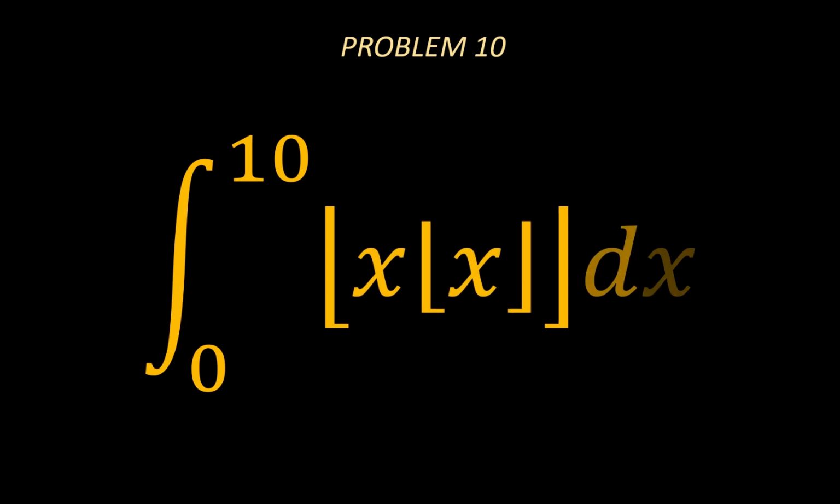So problem 10 is the definite integral from x equals 0 to x equals 10 of the floor function of x times the floor function of x. So we have nested floor functions here. Interesting. The first thing that we would like to do is remind ourselves what a floor function is.